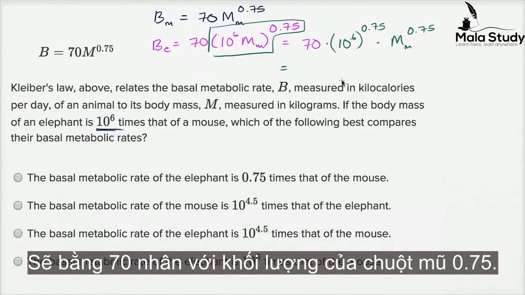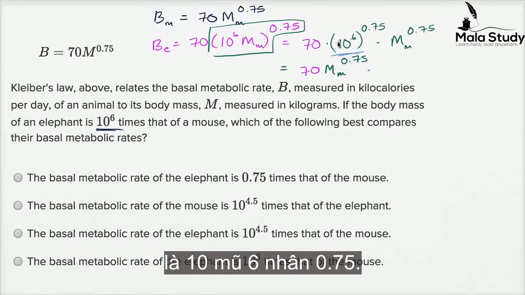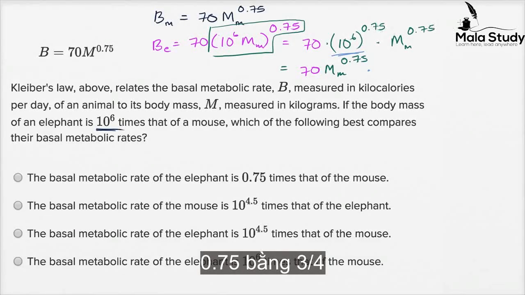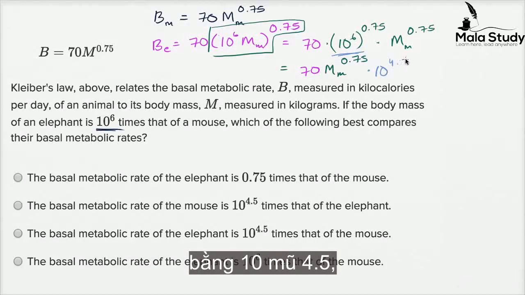This is going to be equal to, staying true to the colors, 70 times the mass of a mouse to the 0.75 power, and then you're going to have this thing times 10 to the 6th to the 0.75 power. If I raise something to an exponent and then raise that to an exponent, that's just like raising the 10 to the product of 6 times 0.75. So what's 6 times 0.75? That is going to be 4.5. One way to think about it: 0.75 is 3/4, so 6 times 3 over 4 is 18 over 4, which is the same thing as 4.5. So raising 10 to the 6th power and then raising that to the 0.75 is the same thing as raising 10 to the 4.5 power.